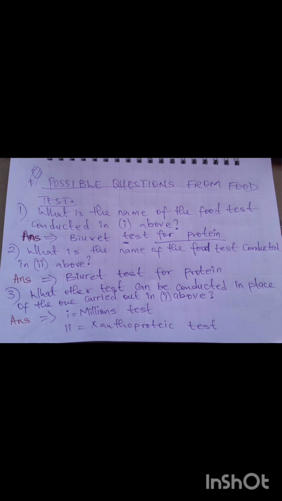So the other 2 tests you can use to test for presence of protein are, the first one is what we call Millon's test, or Millon's reagent test. The second one is xanthoproteic test. So both of them are tests for protein. In xanthoproteic test, I think that's the test where they use the tetraoxosulfate VI acid. But in Millon's test, they use Millon's reagent. So that is another possible question they could ask you.